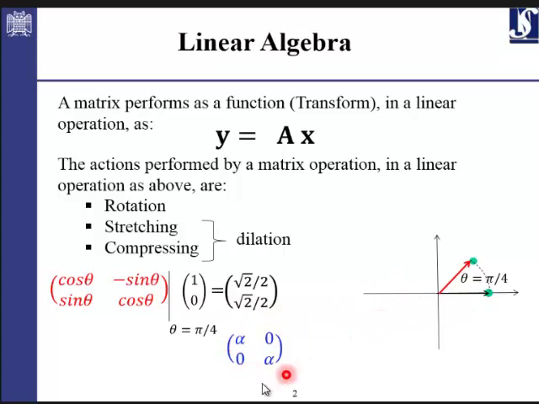And if you apply a matrix which is diagonal with the same values on the diagonal, then, based on this alpha, whether alpha is greater than 1 or less than 1, you are stretching or compressing this vector. Or this A can be a combination of these, so it could be rotation and dilation together.